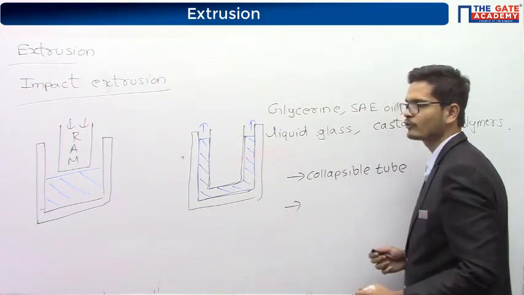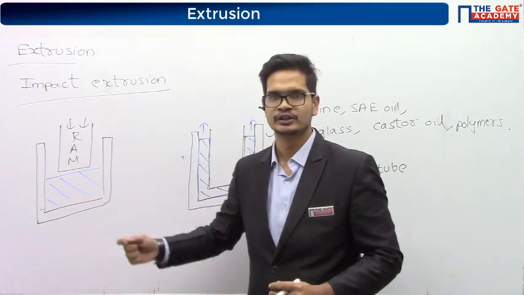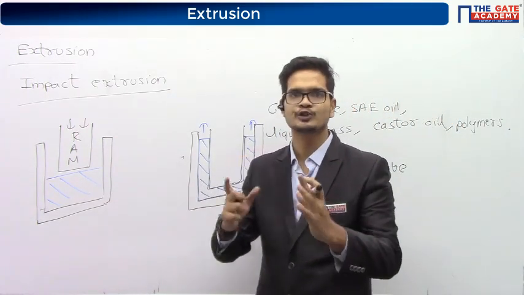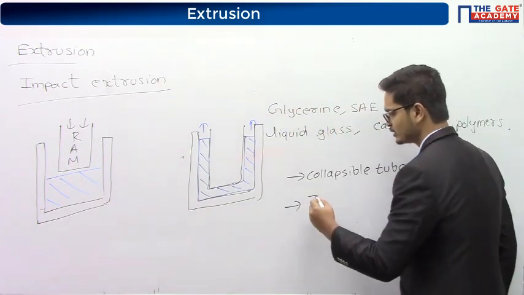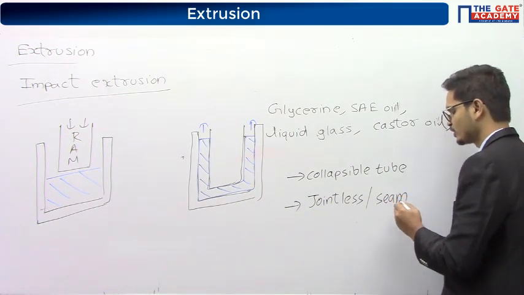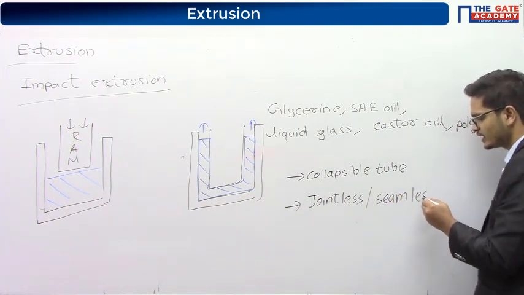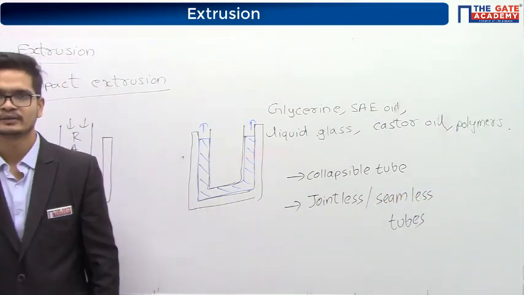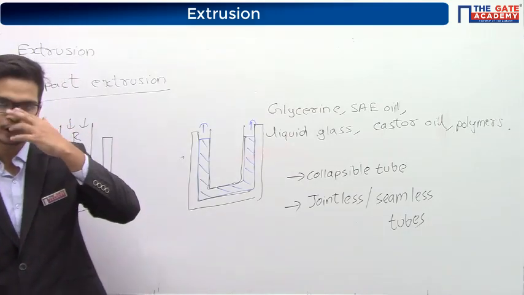And also it is used for making jointless tubes. Long tubes in which there is no joint are also called seamless tubes. Jointless tubes are also called seamless tubes. Okay. Please write down.